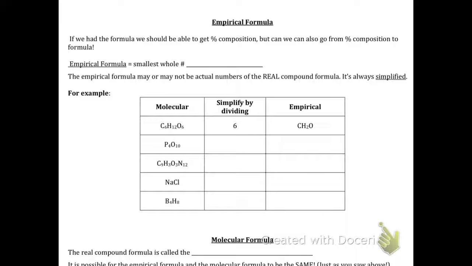Okay, empirical formula is basically a smallest whole number ratio. It's a ratio. It's not a real compound. When you see the word molecular, this is the real compound. Empirical is what we call the simplified ratio. So they're not real, it's just simplified. So basically, how can we go from a real to a simplified ratio?